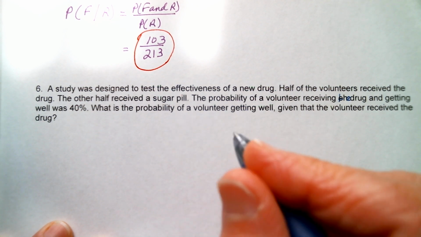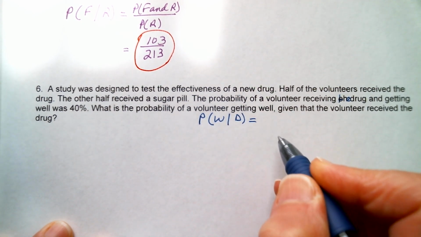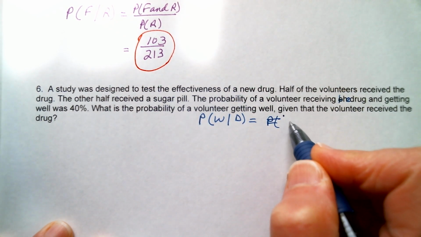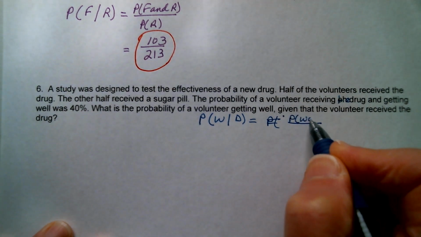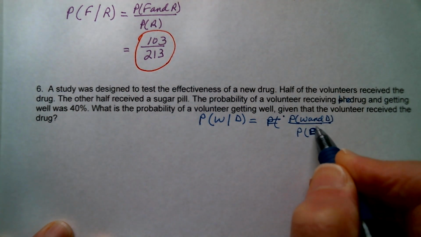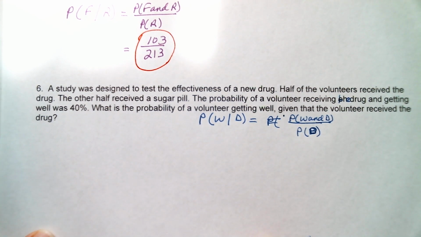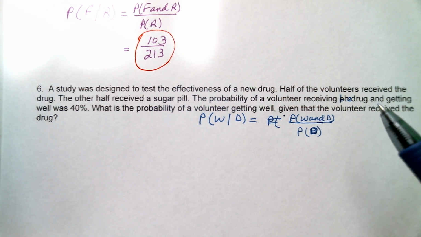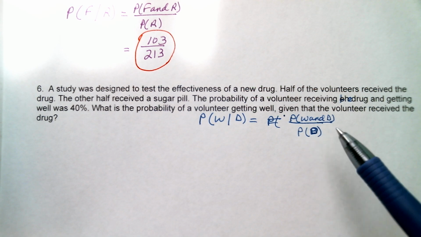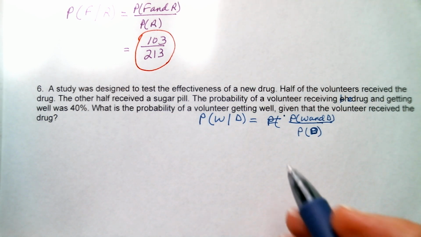Okay, so we want the probability of getting well given they received the drug. So that's going to be the probability of well and drug divided by probability of drug. Do we have any one of these? So half the volunteers received the drug. So that's 0.5 or 50%. And the probability of volunteer receiving the drug and getting well. So we have everything.